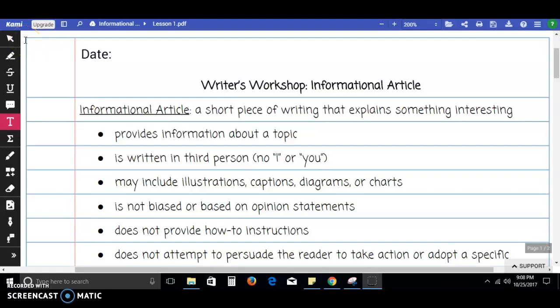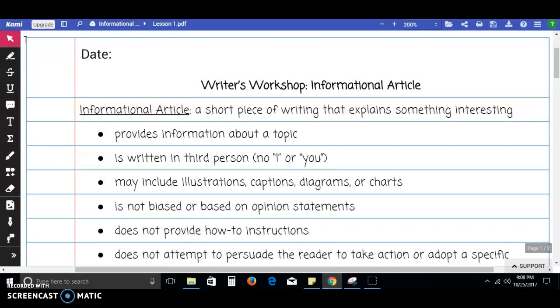You are going to be writing an informational article. In order to write this informational article, the first thing you need to do is find out what an informational article is and discover some key information about informational articles. First, you're going to take some notes.